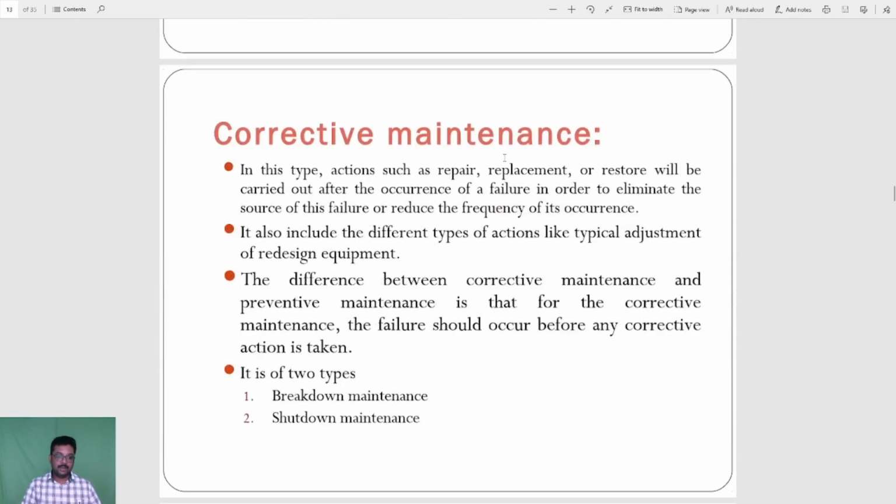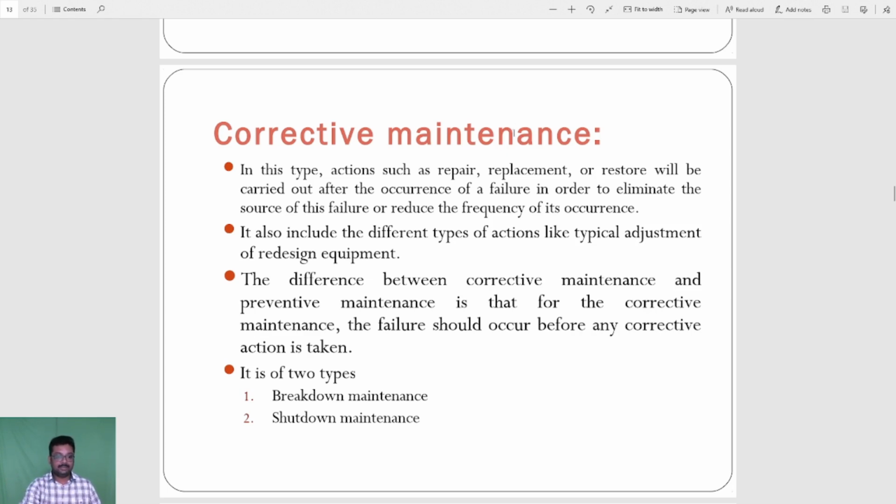Then corrective maintenance. There's a basic difference between preventive maintenance and corrective maintenance. In corrective maintenance, the failure has to occur first, and then they take action. That is called corrective maintenance. But preventive maintenance is where there are regular checkups. Corrective maintenance action is taken to eliminate the failure. Once that stage is crossed, the next stage is preventive maintenance. The first stage is corrective, then the second stage is preventive. That's the best difference.